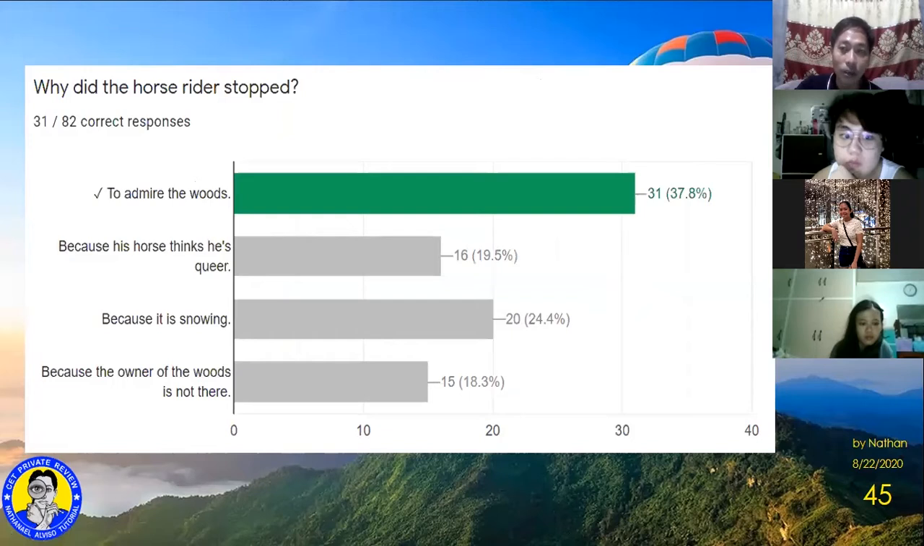Some said because it's snowing. Yes, it's snowing, but it's not the reason to stop. Because if it's snowing, he would not have gone out of his house in the first place. Okay. Because his horse thinks he's queer. This is already what they call the effect of him stopping. The horse thinks he's queer because the owner of the woods is not there. Again, this is not a reason. It's just an observation that the owner is not there. So it's letter A, to admire the woods.